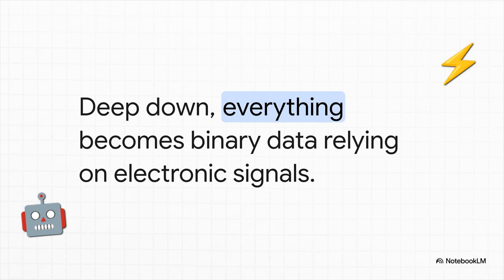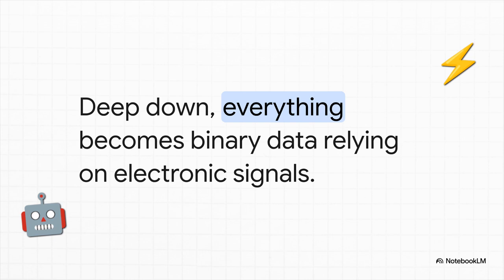I really want to reground us in this core concept for a second. Even though AI appears incredibly intelligent, honestly almost human sometimes, deep down, everything becomes binary data, relying entirely on electronic signals. No matter how magical an AI tool seems, it only works by processing billions of electronic on and off signals per second.